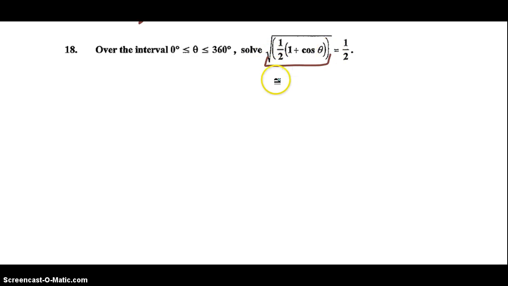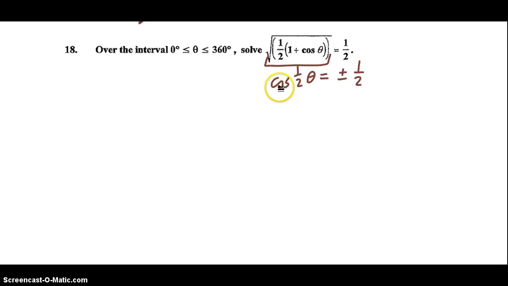This looks an awful lot like cosine of half theta, right? But there's one little problem. Cosine of half theta has a plus or minus in front of it, and this doesn't. So if I'm going to make this substitution, I have to stick the plus or minus in there somewhere, and I'm going to put it in front of the 1/2, okay? You have to have that plus or minus in there, otherwise it's not a full substitution.